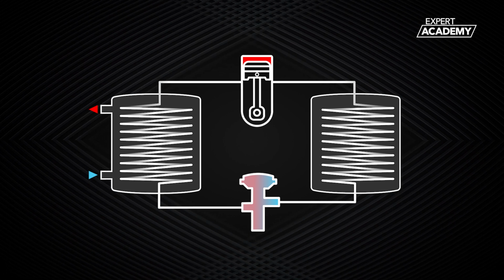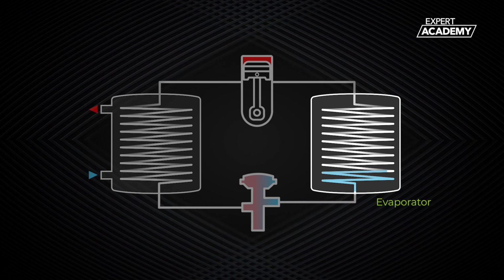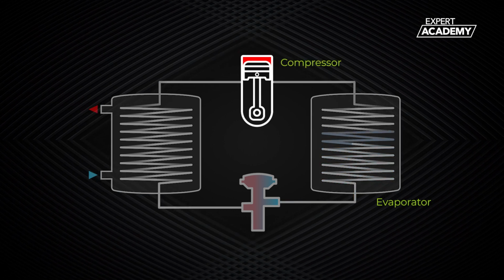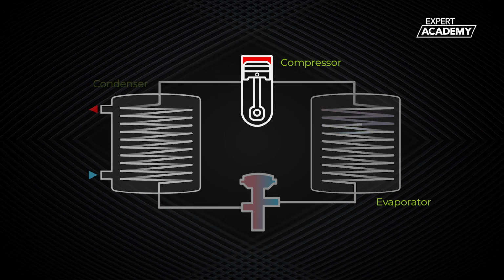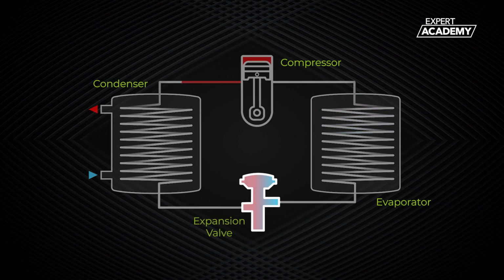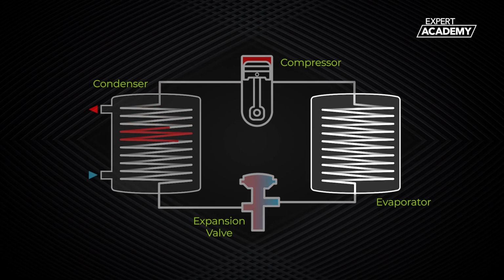These 4 stages and their corresponding parts are: number 1, evaporation at the evaporator; number 2, compression at the compressor; 3, condensing at the condenser, and 4, expansion at the expansion valve. We will start at the evaporator.